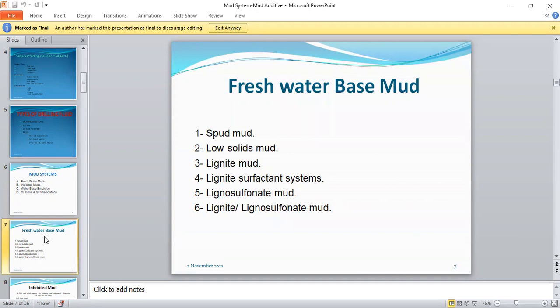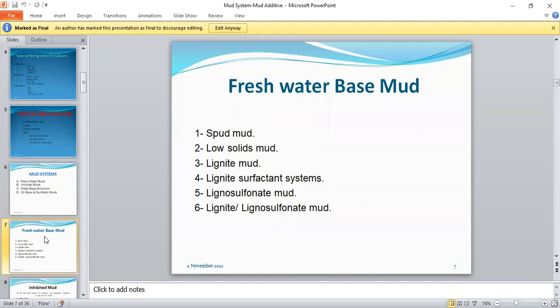You have lignite sulfonated mud. But in Nigeria, most of the mud we use is water-based mud: spud mud, low solid mud, some lignite mud, some asphalt mud. But one thing you must know is the mud that you use to start drilling is called spud mud.